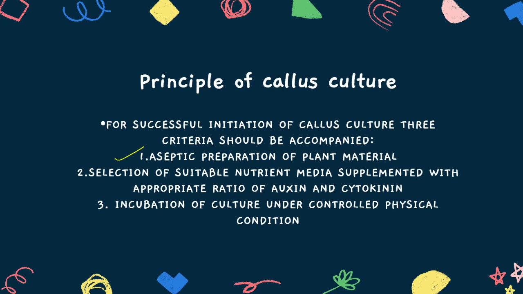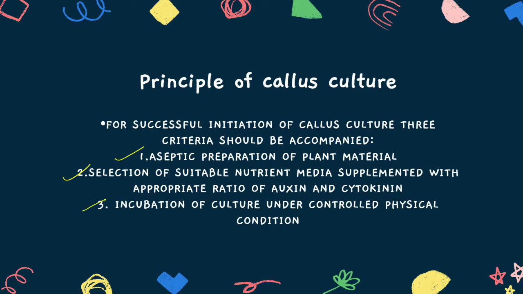The second point is that the nutrient media you select should be supplemented with the appropriate ratio of auxin and cytokinin. Remember, different plants, different parts of the plant, and different plant cells respond to phytohormones in different manners. For example, there is no specific concentration of auxin and cytokinin for induction of callus in every plant. It varies with plant response and with the signaling process.